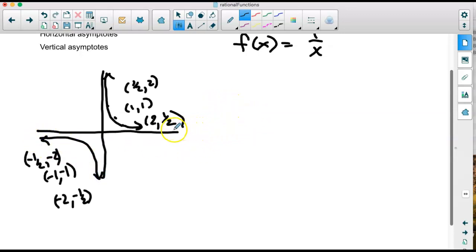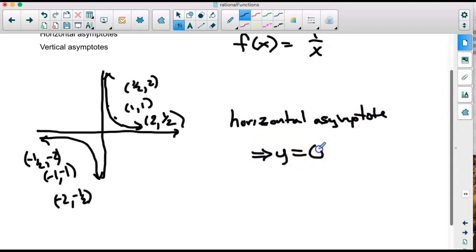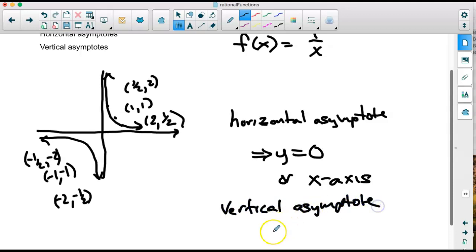it has one horizontal asymptote. Now an asymptote, horizontal asymptote, is where it approaches as it moves to the right or moves to the left. So the horizontal asymptote here is y equals 0, or the x-axis. The vertical asymptote is the line that it doesn't cross vertically.